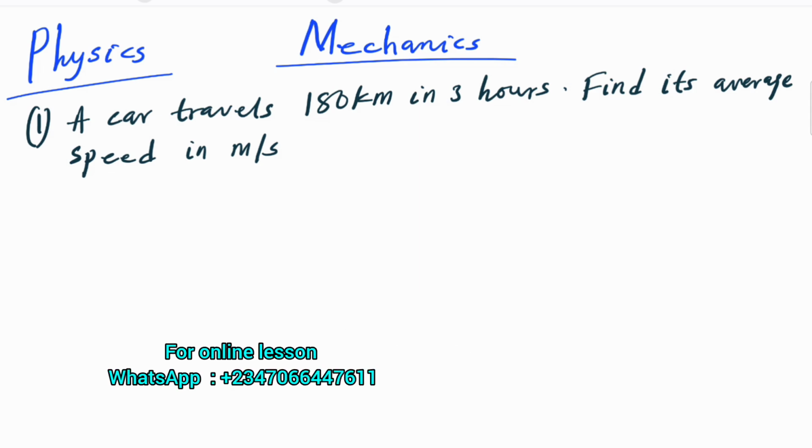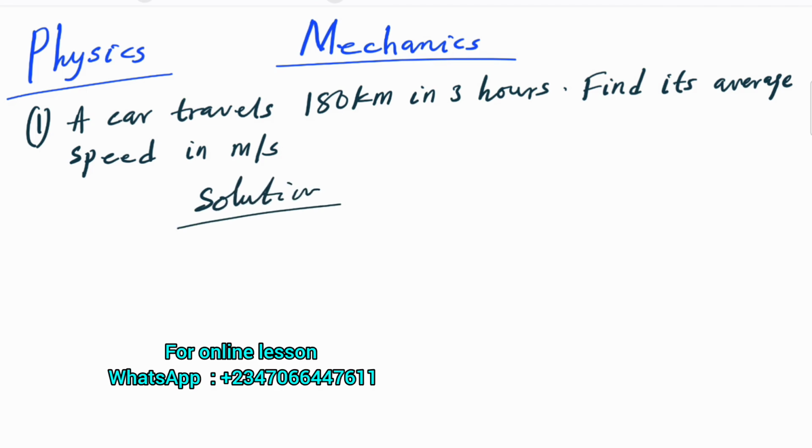So the question says, a car travels 180 kilometers in 3 hours. Find its average speed in meters per second. So the first thing you need to do, let's go. Solution.